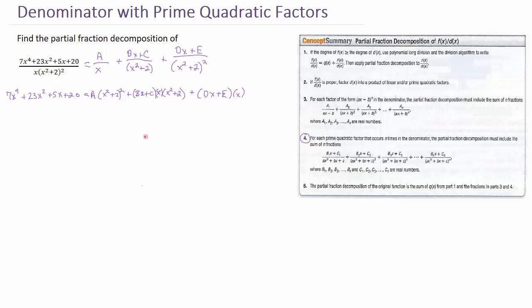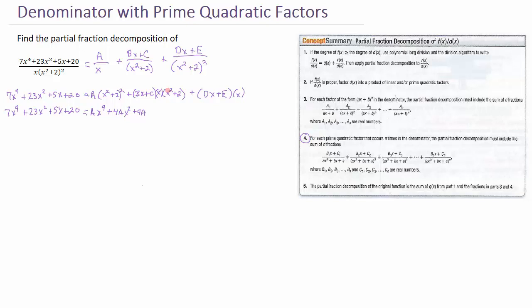Now, this is where we're really going to have to be careful of all of our Algebra 1 skills. So left-hand side is still 7x to the 4th plus 23x squared plus 5x plus 20 equals. Now, we can use our formula for squaring a binomial. You square the first term, get x to the 4th, but times A. So Ax to the 4th. We multiply these two terms and double it. So 2x squared doubled is 4x squared, but times A. So plus 4Ax squared. And you square the last term. So we end up with plus 4A.